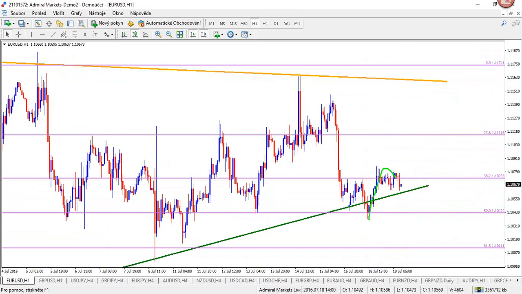But it could go like this. Wait one second. It could go like up, down, and then show impulse, show a triangle, and then break one more time to get up to that triangle.